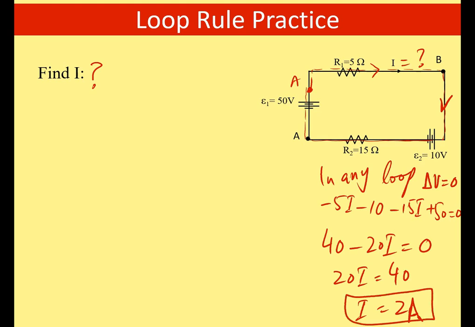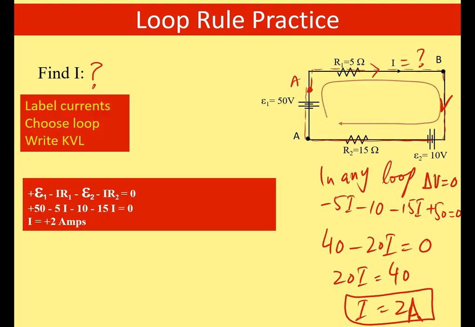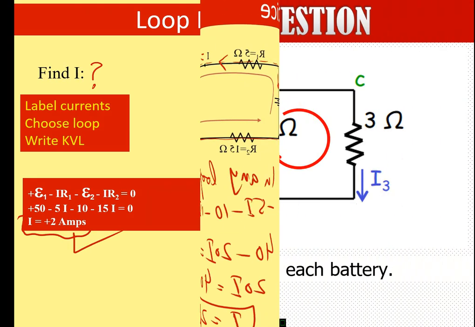It's very straightforward. You can follow the same steps for any circuit, any complicated circuit, and you will get the right answer. But you have to be consistent. So here I also wrote it for you. Our final answer is 2 amps as we found here.